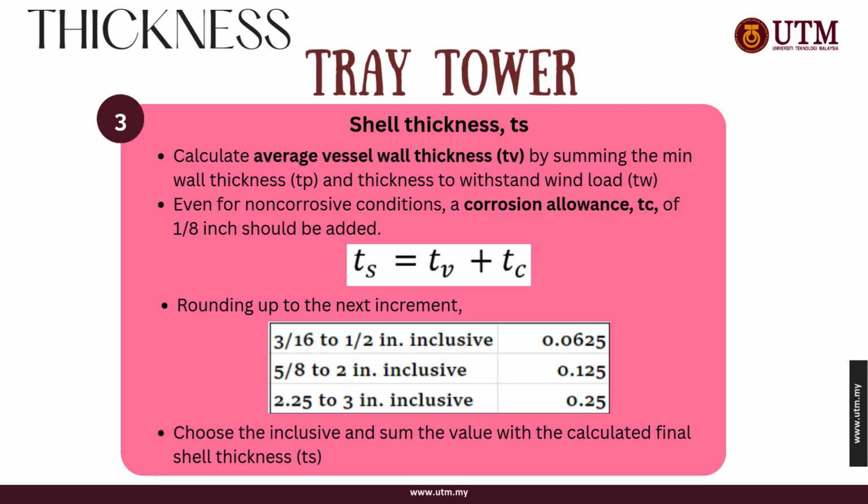Next, to calculate the shell thickness ts, firstly we need to calculate the average vessel wall thickness, tv, by summing the minimum wall thickness tp and the thickness to withstand the wind load tw. Even for non-corrosive conditions, a corrosion allowance tc of 1/8 inch should be added. The equation to calculate shell thickness is the average vessel wall thickness plus the corrosion allowance. Next, we round up to the next increment, and finally choose the increment and sum the value with the calculated value to get the final shell thickness, ts.